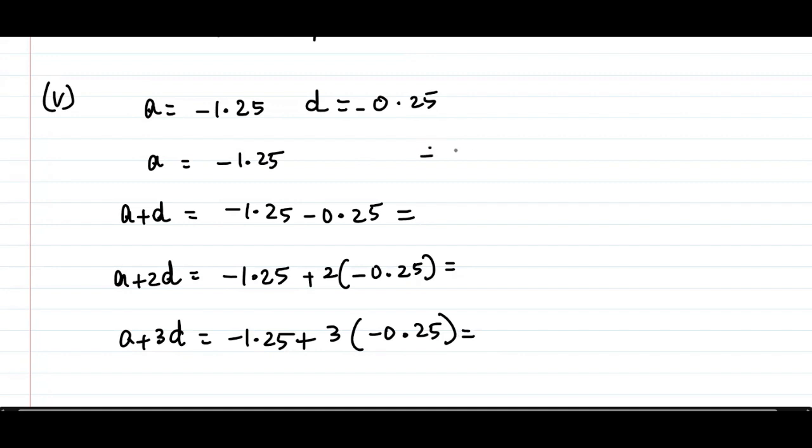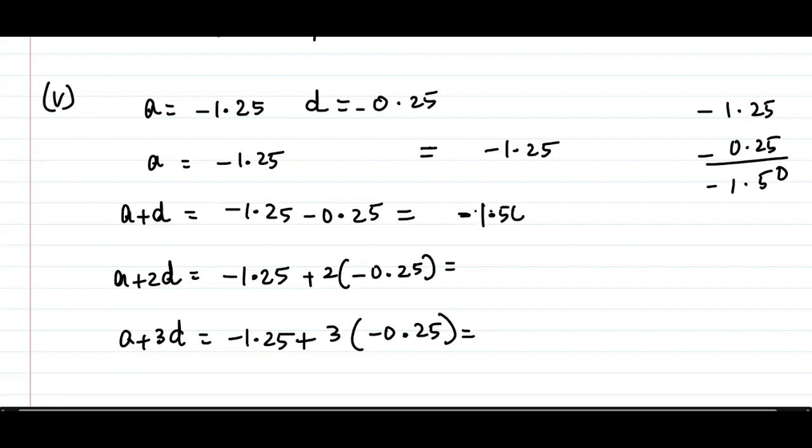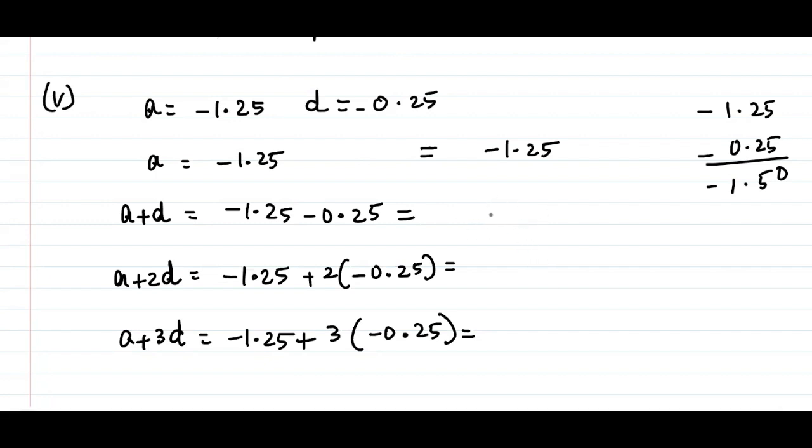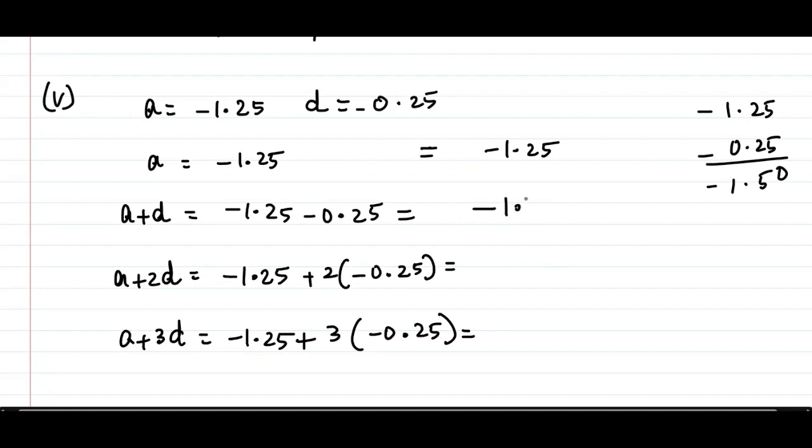Now let's solve this one. So the first term will be -1.25 and the second one, both negative: -1.25 and minus 0.25. So that will be 10. Carry 1, that will be 5. Then that will become 1. So minus 1.50. I just write neatly here. So that will become minus 1.50.